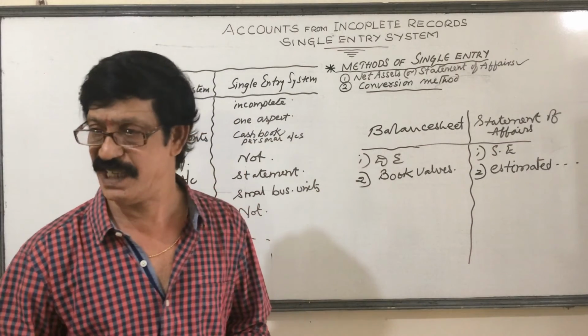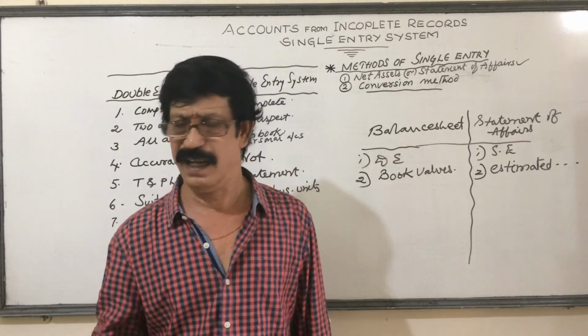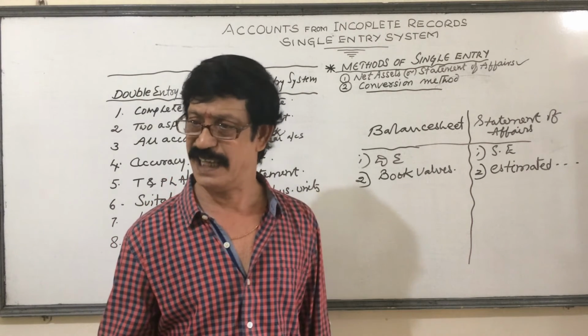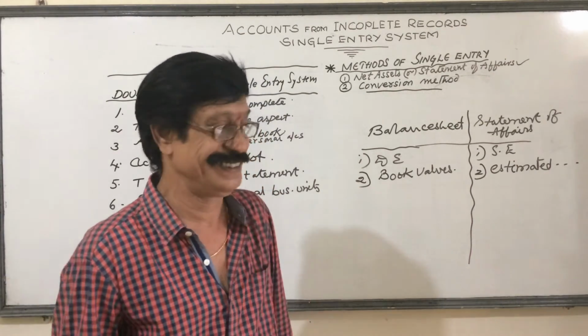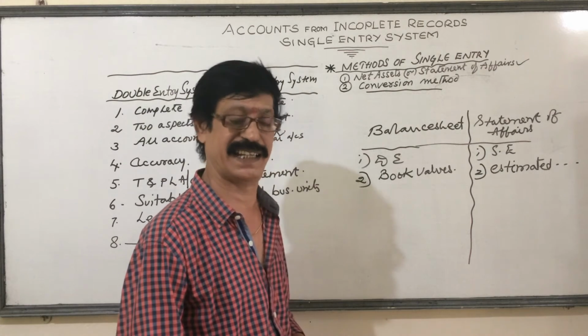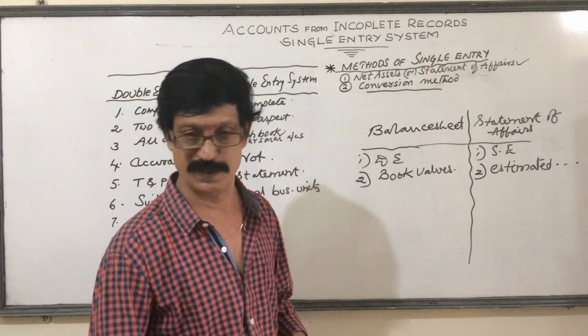Through physical verification, we are going to find how much furniture we have, how much customers' debtors we have, and how much the bank balance and cash balance. They are the real facts, correct only, because we already prepared the cash book. That's why cash balance and bank balance are the correct figures only. But all other figures are estimated values.